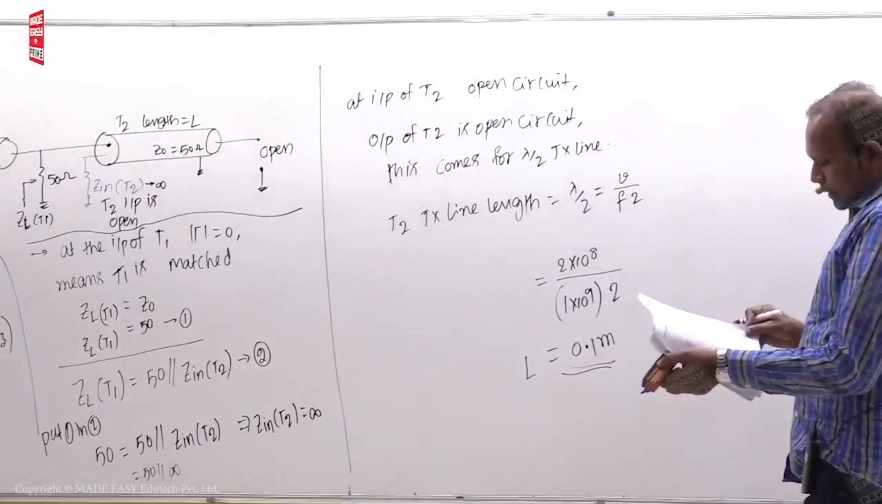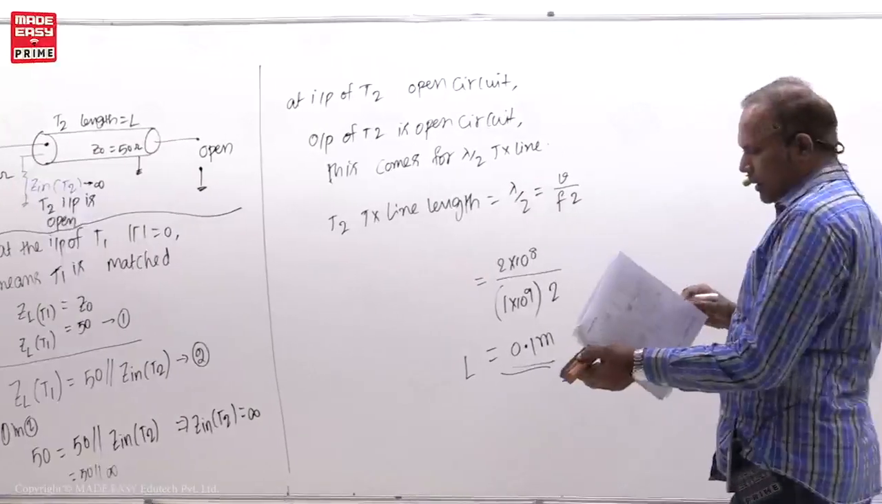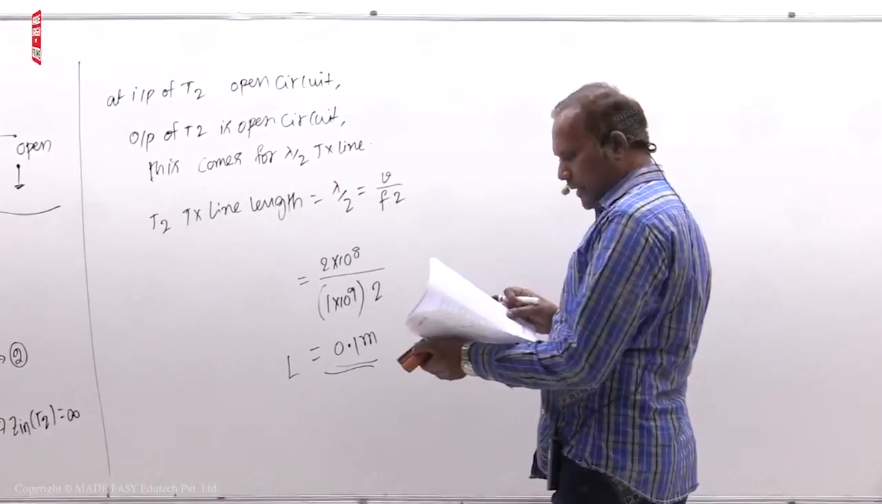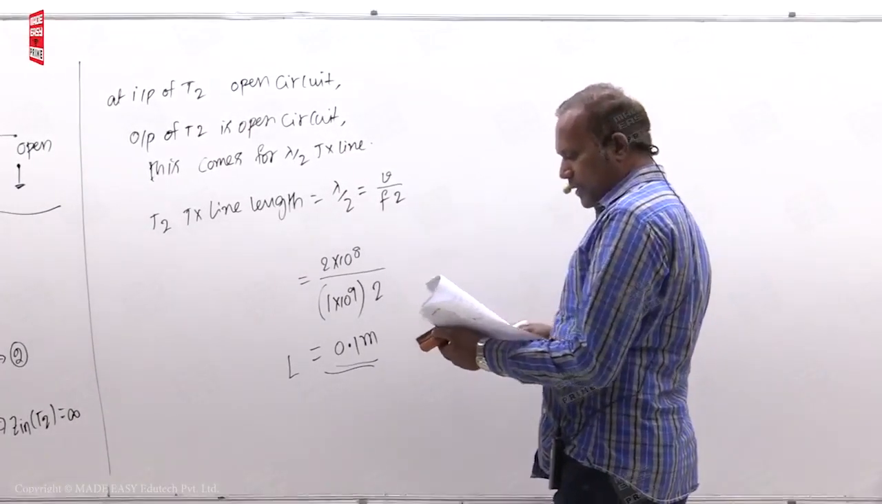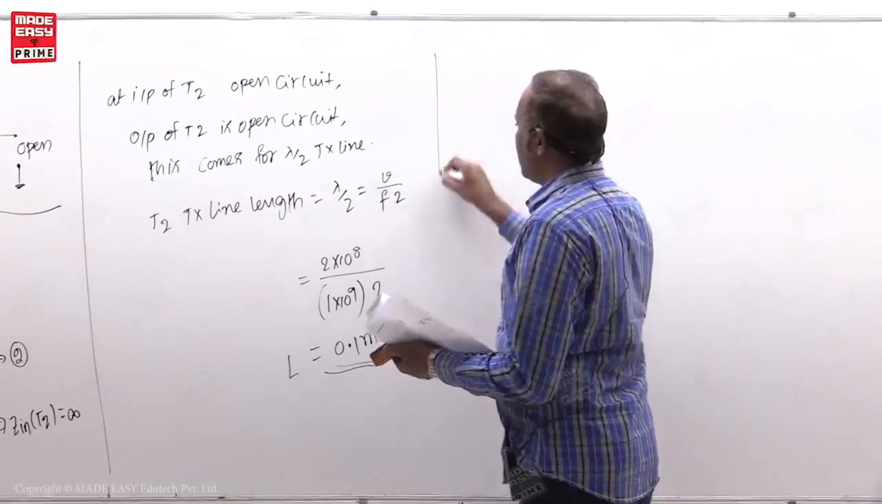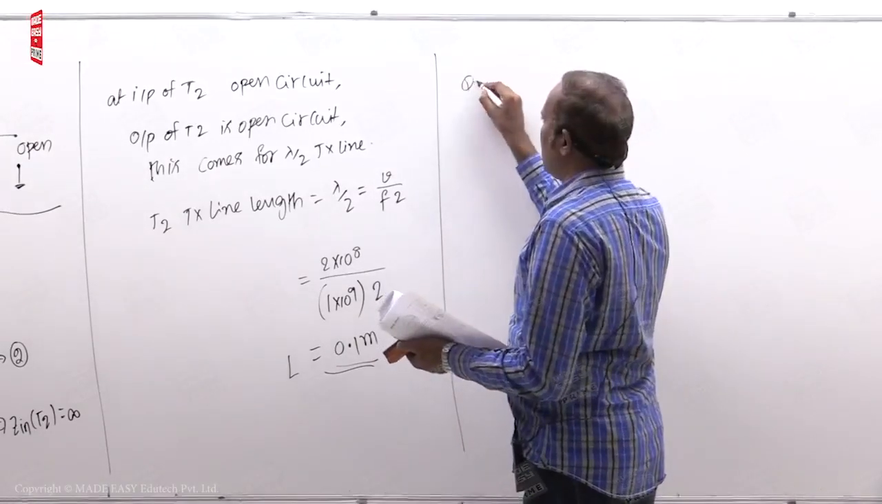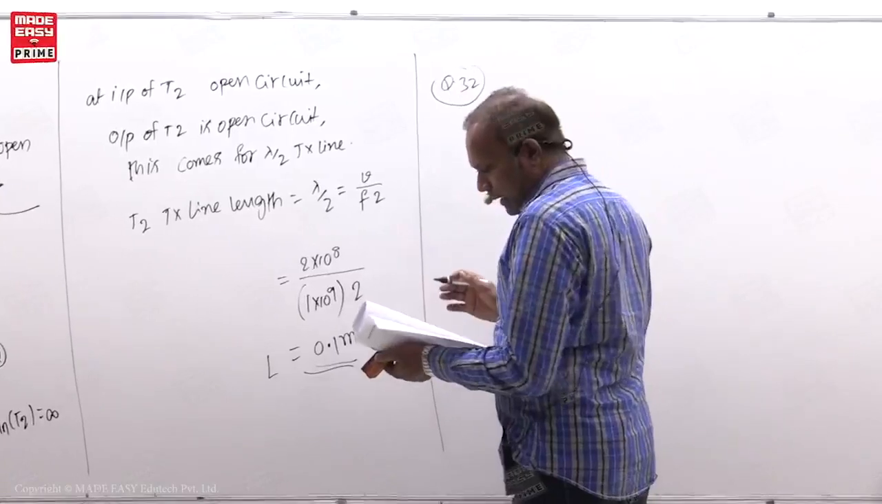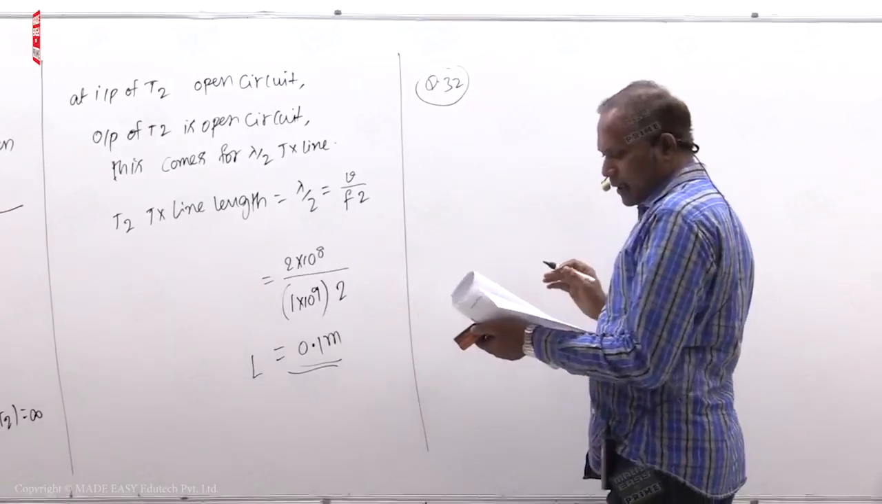Okay. Next, 31 question, it is related to transients. Now 32 will finish and then we will go to 31. So 32 question. Keep reading the information and draw the diagram.